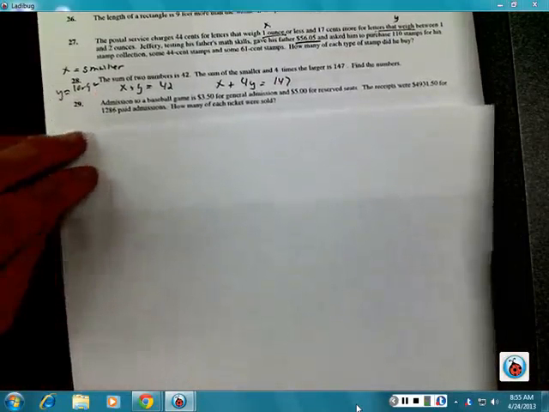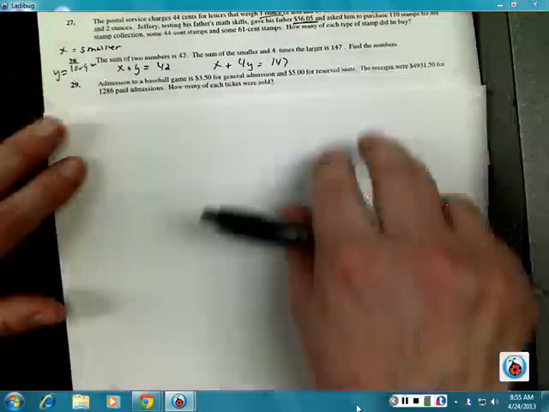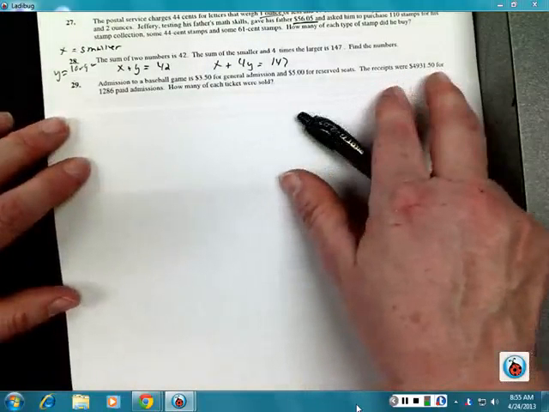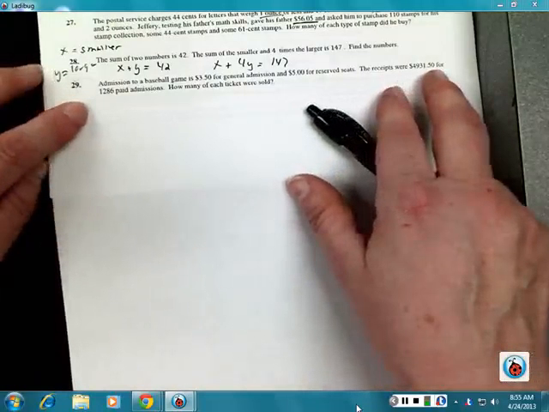29. Admission to a baseball game is $3.50 for general admission and $5 for reserve seats. The receipts were $4,931.50 for 1,268 paid admissions. How many of each ticket were sold?